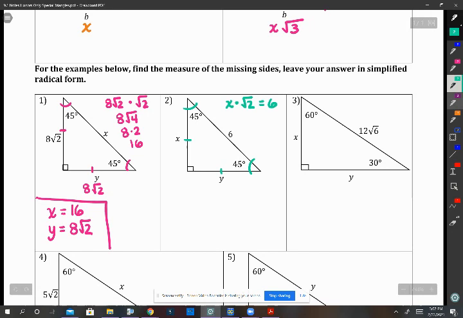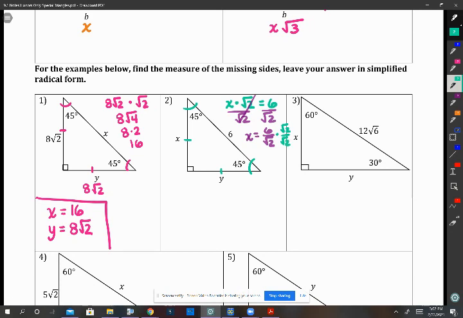So I'm going to divide both sides by root 2. This goes away, and then we're left with x is equal to 6 over root 2. And like I said before, we don't like the radical in the bottom, and I don't think the computer will let you keep it in the bottom. They might, but we're going to practice not doing that. And so we're going to rationalize the denominator, which means we're going to multiply the top and the bottom by the radical in the bottom.